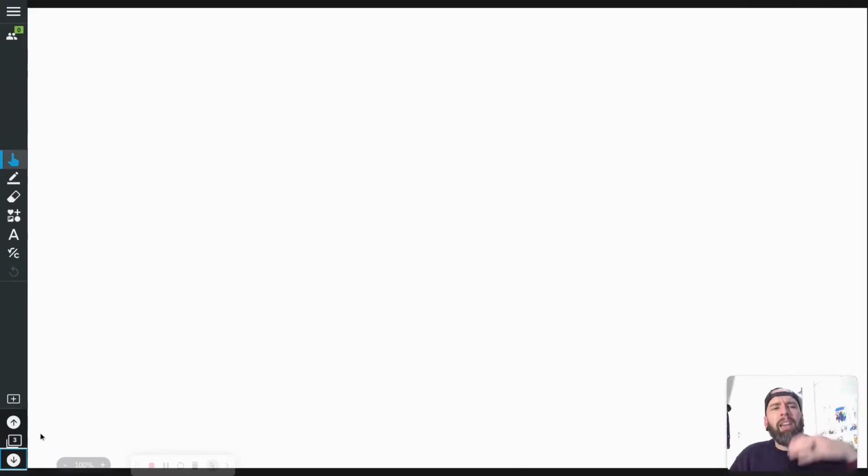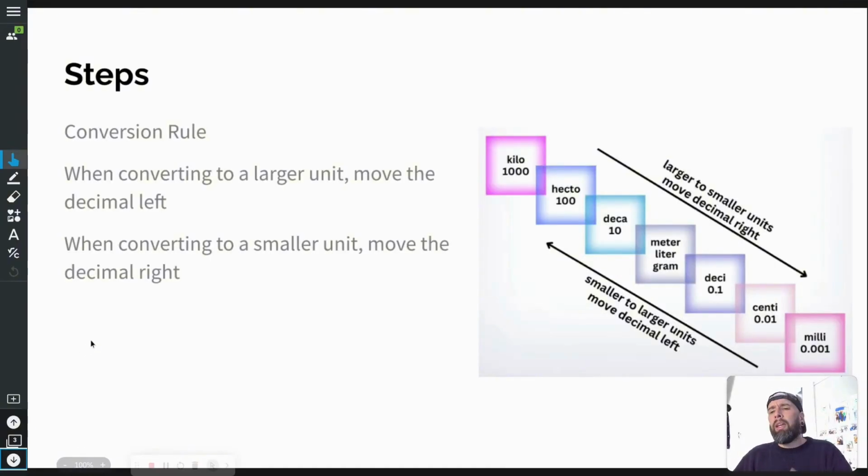Okay, so how do we convert these things? How do we convert millimeters into kilometers? Well, when you convert to a larger unit, be careful, you move the decimal left. Larger, left. So if I want to convert a millimeter to a kilometer, I'm moving my decimal left because I'm converting to a larger unit.